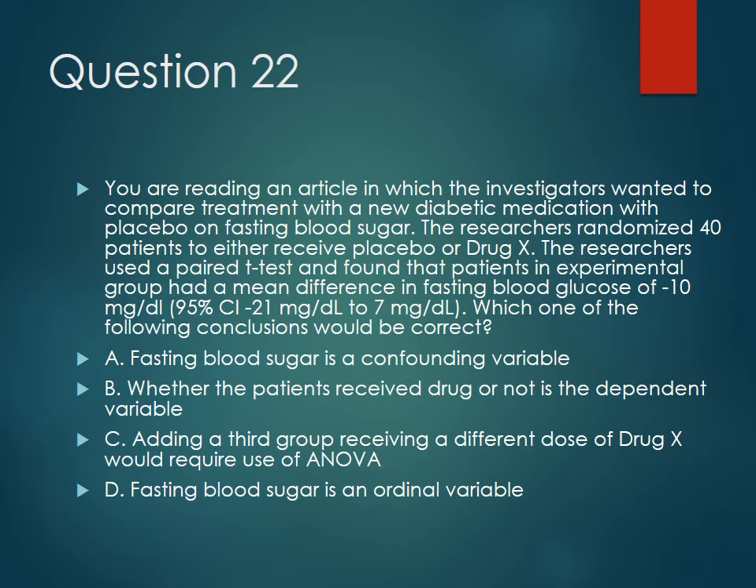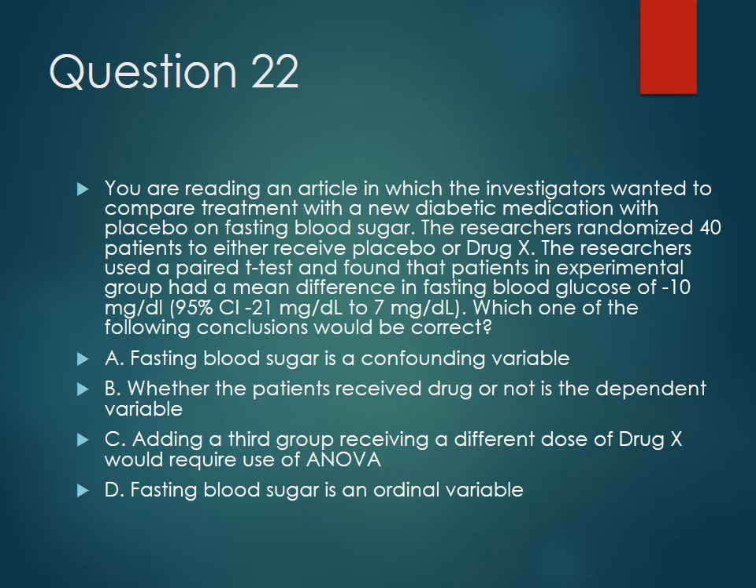Next, we're going to see whether the patients receive drug or not is the dependent variable. We're going to say that's false because essentially by talking about A, we already said that fasting blood sugar is going to be our outcome variable. In this case, it's going to be our dependent variable. So whether the patient got the drugs or not, that's what we're determining. That's what the researchers have decided. So because of that, that is going to be the independent variable. And then whatever outcome changes based on our independent variable, that will be the dependent variable. So in this case, fasting blood sugar would actually be your dependent variable. So B is going to be incorrect as well.